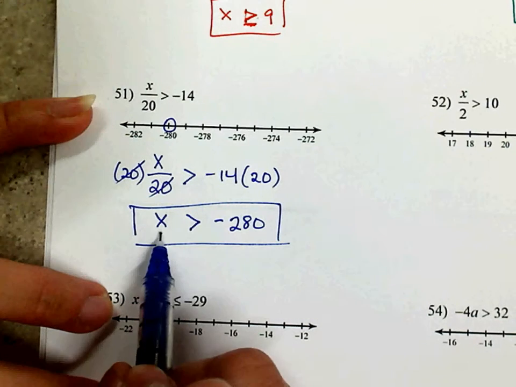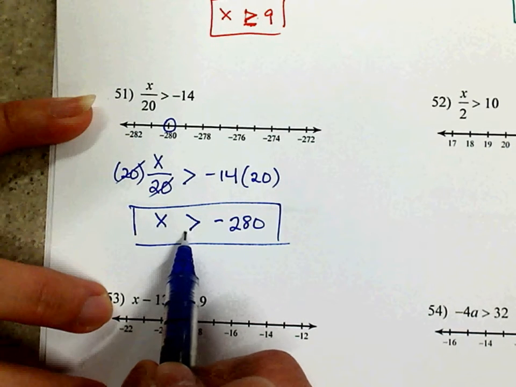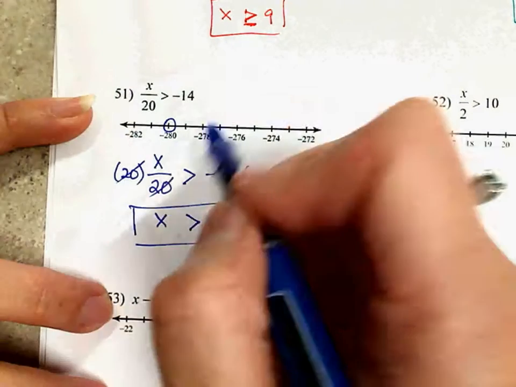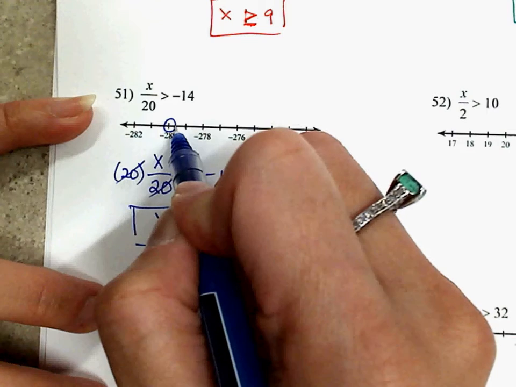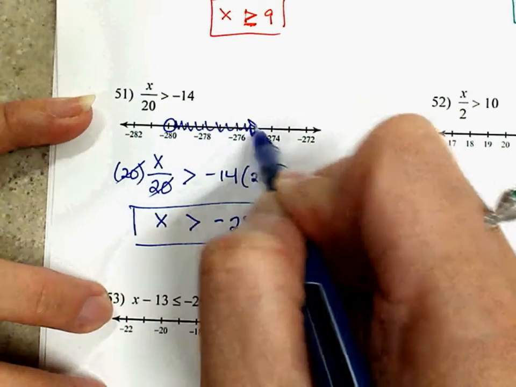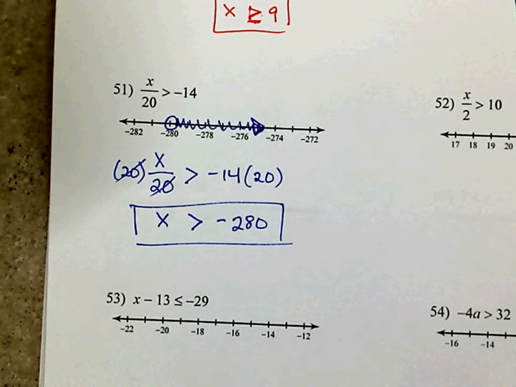Now read. X is what? More than. See how it's bigger? Which way is more than? Which way is more than? To the right. More than to the right.